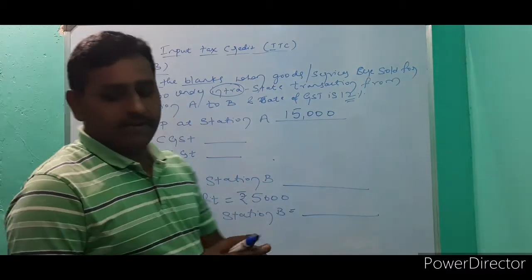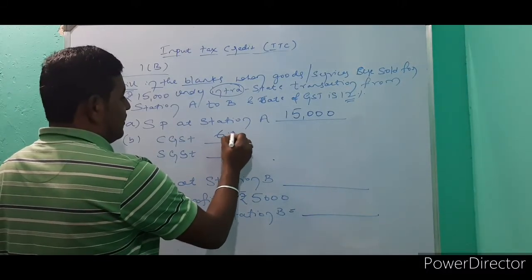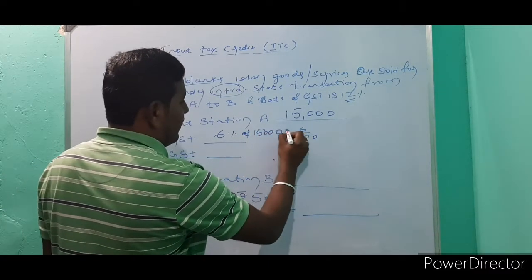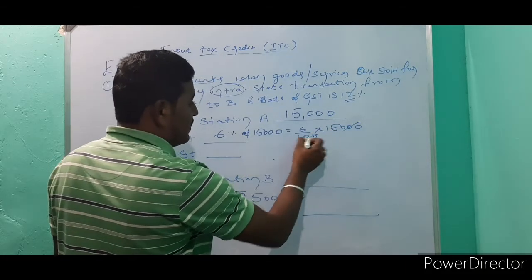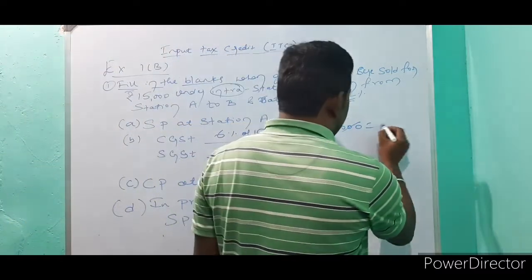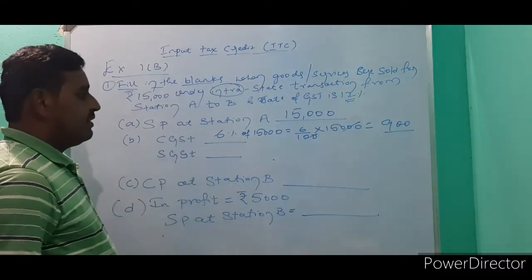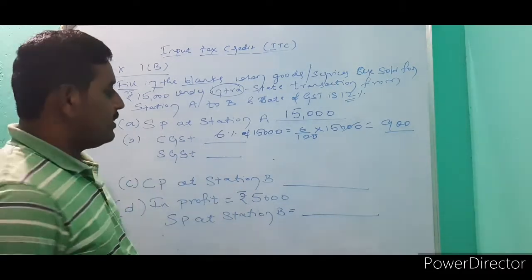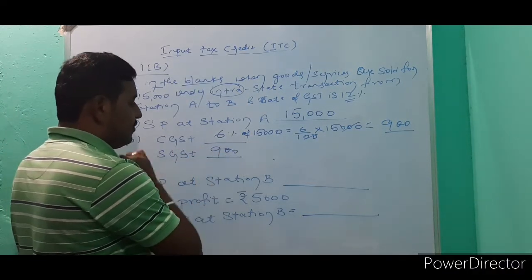So 12% will divide into two equal parts, that means 6% of 15,000. So 6 divided by 100 into 15,000. You can cancel 2 zeros, 2 zeros. If you multiply 6 into 150, you will get 900 rupees. That is CGST. If CGST is 900 rupees, SGST is also the same amount. CGST is collected by the central government, SGST is collected by the state government.